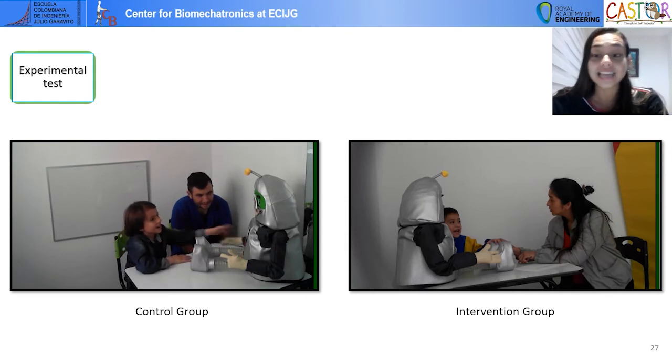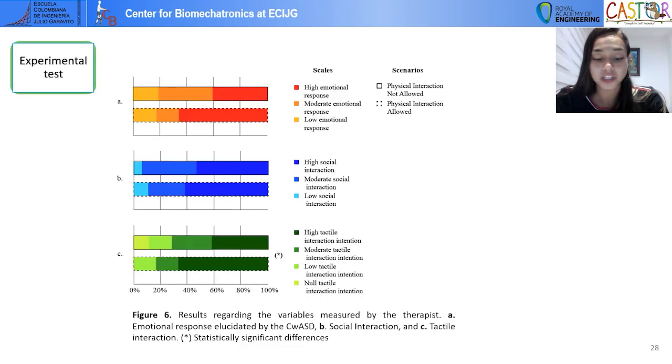In the same way, we validated the emotional response, social interaction, and tactile interaction during the therapy. This is illustrated in this figure. Although every variable is higher in the intervention group, only the tactile interaction presents significant differences. That was expected due to the experimental setup, because only they could touch the robot freely, so that is what we expected.